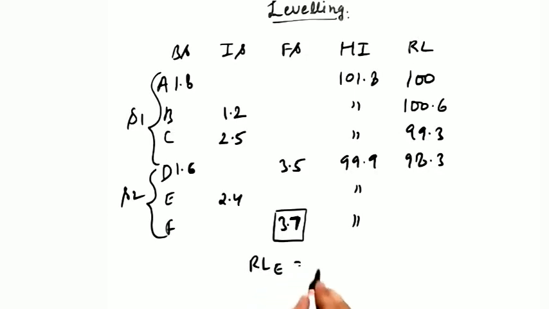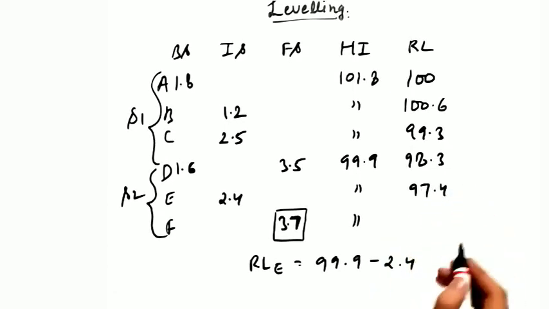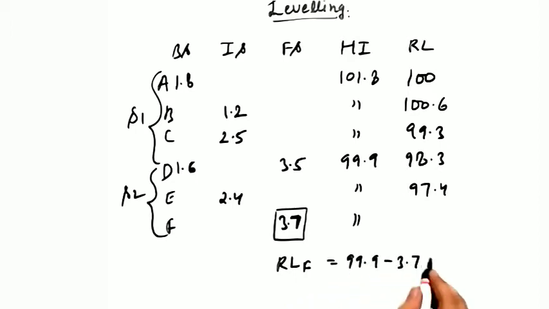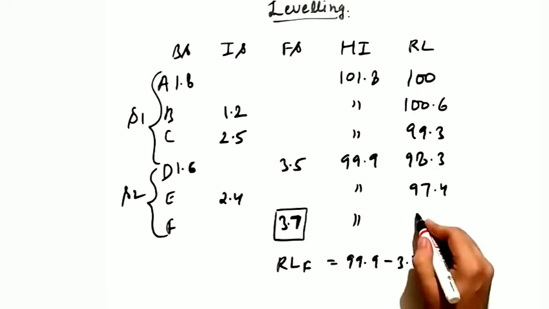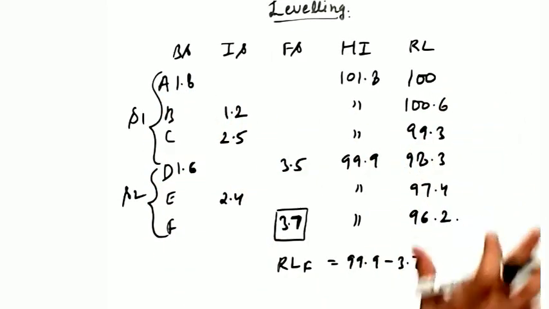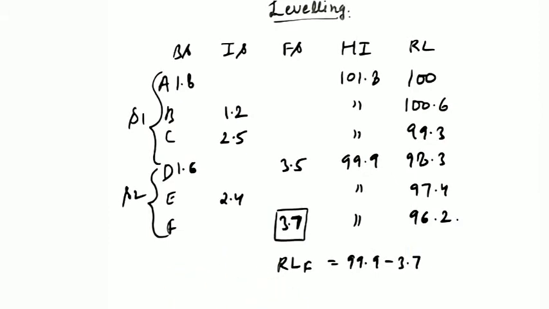The RL of point E will be obtained by 99.9 minus 2.4. So this point will have the RL of 97.4 meters. Now you will have to obtain the final RL, and it is the RL of point F. So 99.9 minus 3.7. So this is how you will obtain the final RL, and it will be 96.2 meters. So this is how you perform leveling. This is how you got all the RLs of every point A, B, C, D, E and F.